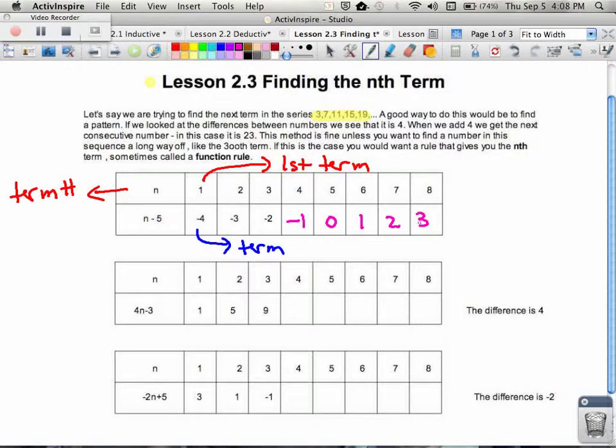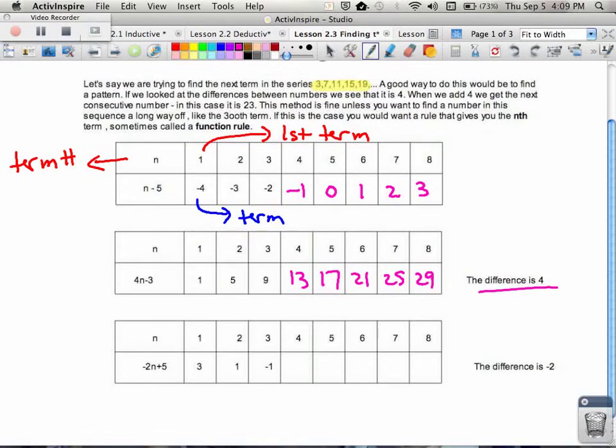In the second one, my first term is 1, my second term is 5, my third term is 9. If I notice the pattern, I'm going up by 4 each time, so then I would have 13, then 17, then 21, then 25, and then 29. Why? Because my difference is 4, and I'm going up by 4 each time. And so these tables are all about finding out what your difference is and then changing the term by that amount.